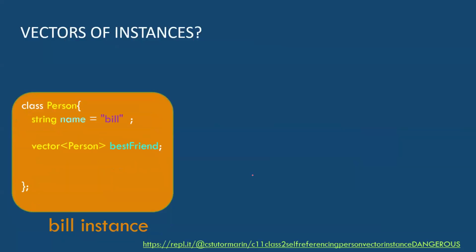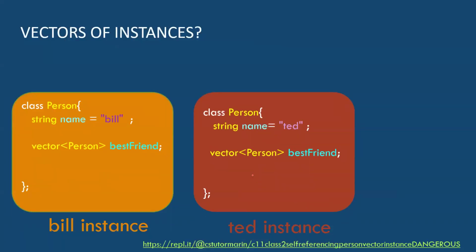Not a good idea. Vector of instances, perfectly fine, but let's look at the code just so we get familiar with what's going on. We have Bill, and Bill's name is here, and he's going to have a best friend, and then we have Ted. So we're going to say Ted pushback Bill, right? So Bill is an instance, let's say, that has the name Bill, and Ted is an instance that has the name Ted. When I push back anything, it's a copy, okay?